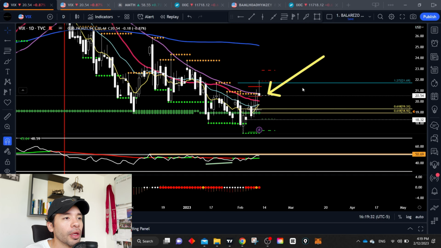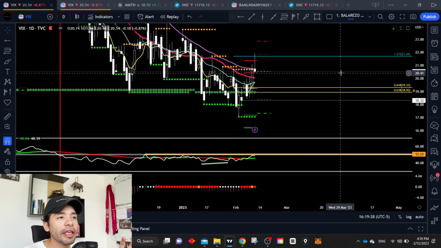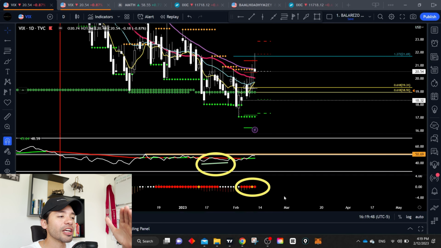Now, one thing that I do want to point out about the VIX, I'm starting to see a little bit of reversal patterns. What do I mean by that? You can see that we are starting to see some divergence in the trend oscillator, and we are starting to see a squeeze that is pointing to the upside. The momentum is rising in the squeeze. So this is telling me that we're starting to see a little bit more positive momentum in the VIX.